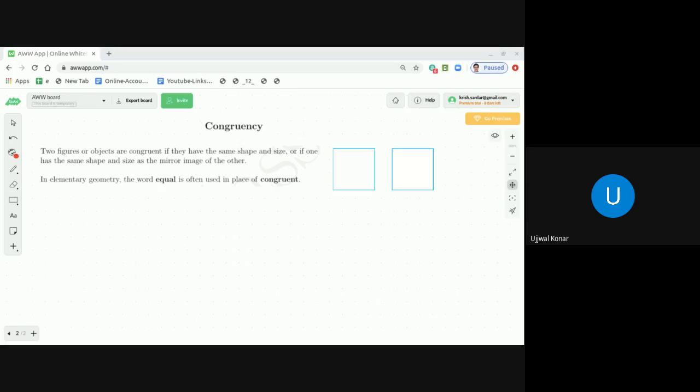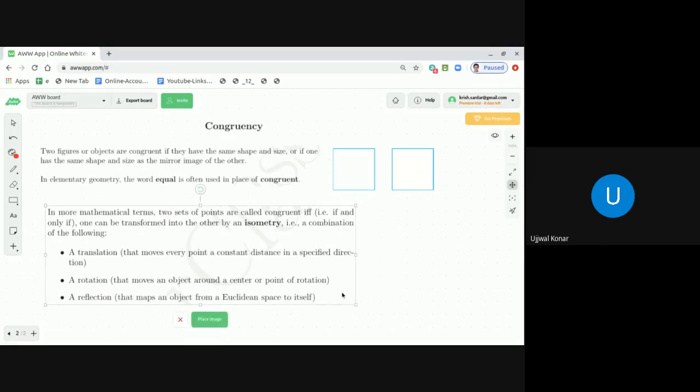Now, in more mathematical terms, two sets of points are called congruent if and only if one can be transformed to the other by an isometry. So what is isometry? Let me first show you the materials, and then let me show you what is meant by isometry.